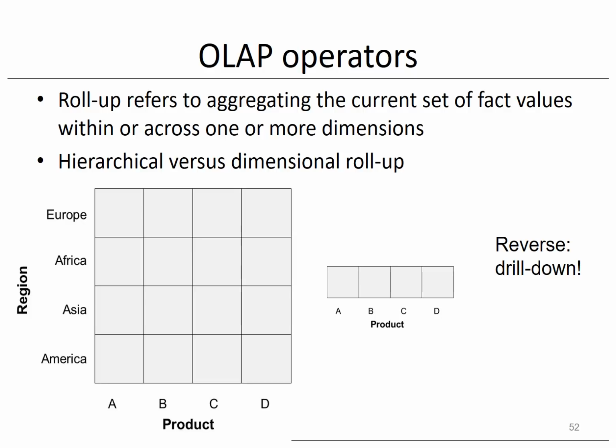The reverse process is referred to as roll down or drill down. The idea is to deaggregate by navigating from a lower level of detail to a higher level of detail. Again, a distinction can be made between hierarchical roll down, for example going from year to quarter to month to week to day, and dimensional roll down in which a new dimension is added to the analysis.